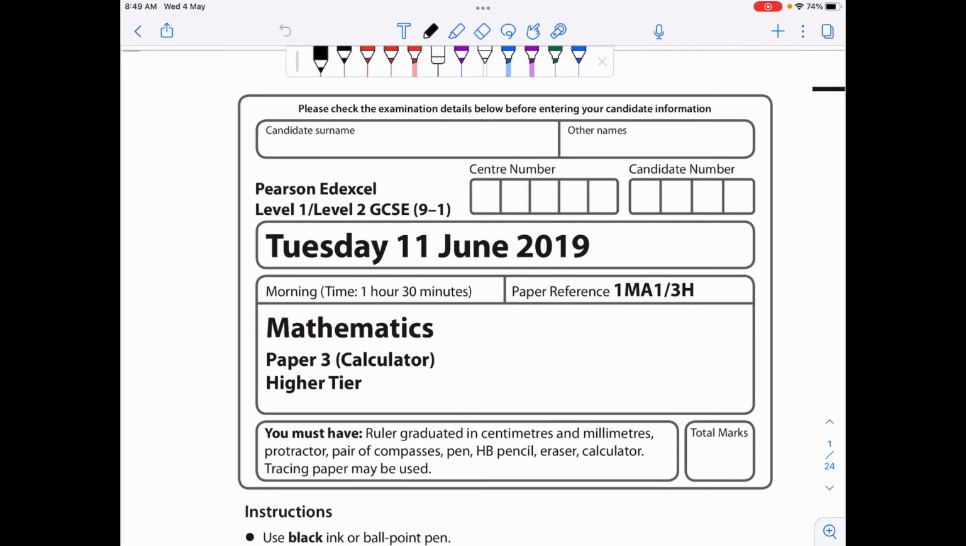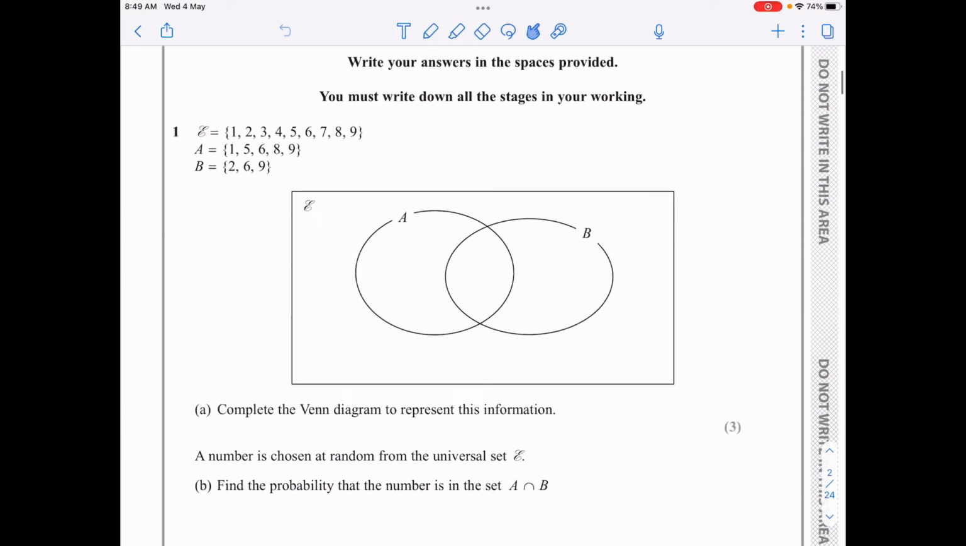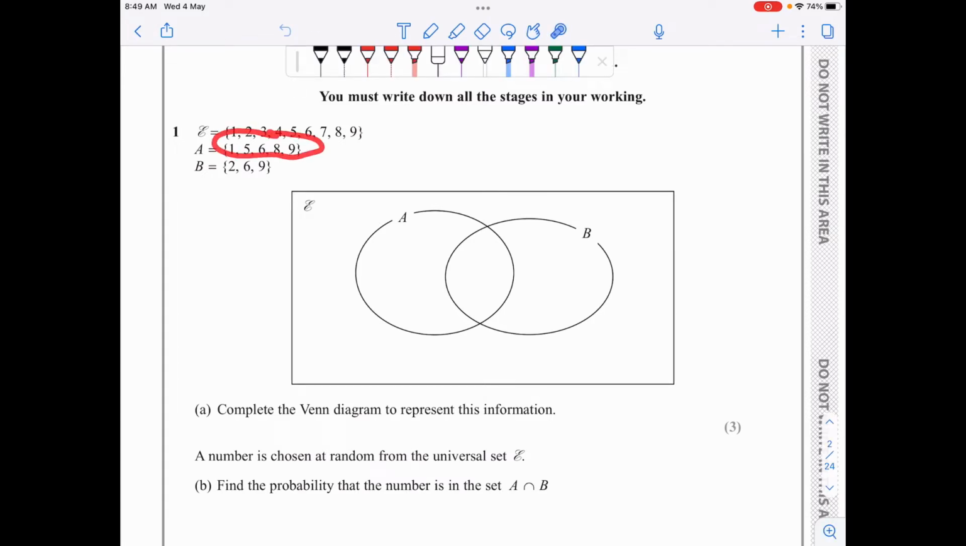Hi everyone, today we'll be looking at the June 19 paper 3 calculator paper of the GCSE. So question 1, we're being given this Venn diagram. Set A has 1, 5, 6, 8 and 9, that's the elements of A, and B has 2, 6 and 9. And we're being asked to complete the Venn diagram to represent this information.